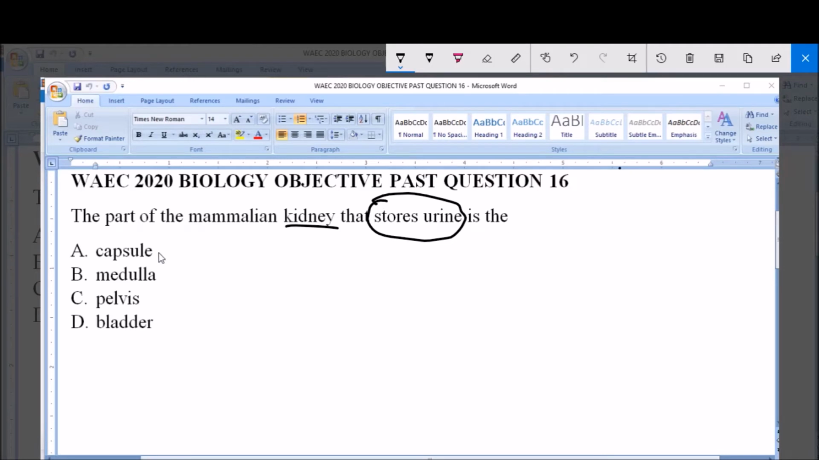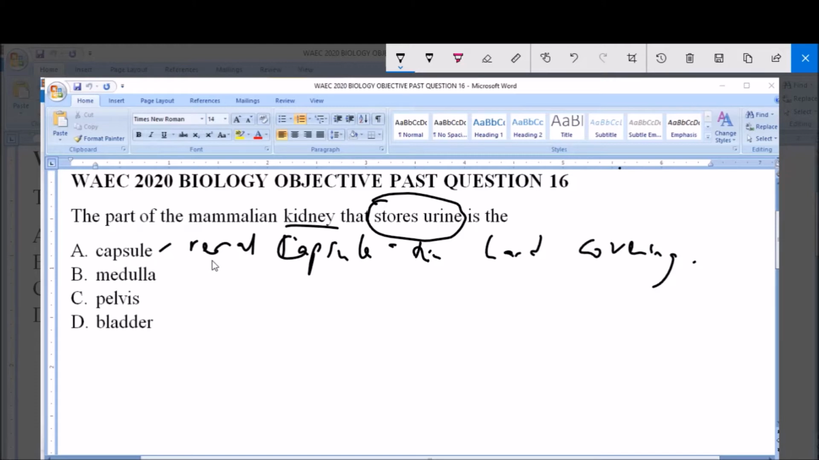Now, the capsule, as it relates to the kidney, the renal capsule, is a thin, hard covering that surrounds the kidney. Now, the medulla is the inner part of the kidney, and then the pelvis or the renal pelvis is where the ureter joins to the medulla.